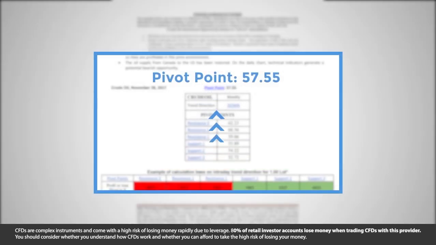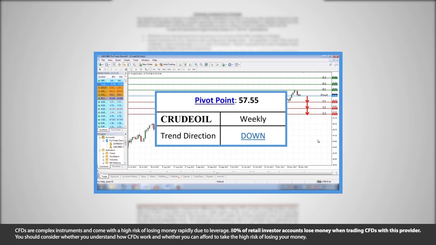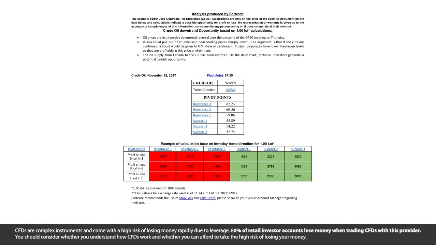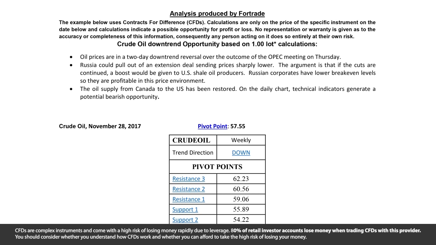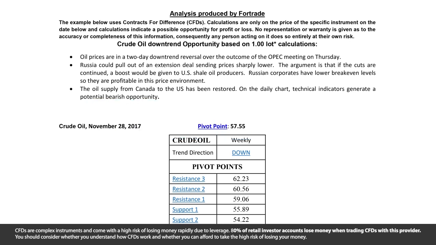Today we'll be explaining what the pivot points, support and resistance levels are and how they function. The pivot points, support and resistance levels are all part of technical analysis, and the aim of technical analysis is to be able to identify patterns or trends so that we can estimate the potential future direction of the price of the instrument we are looking at.